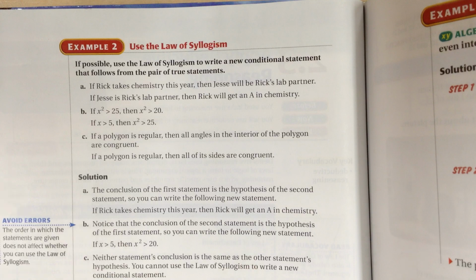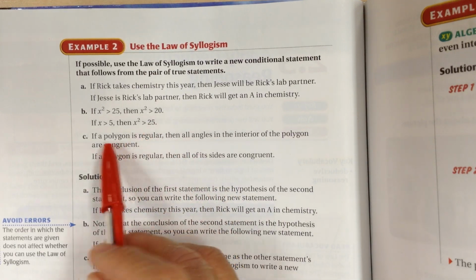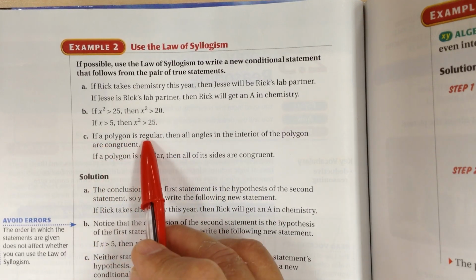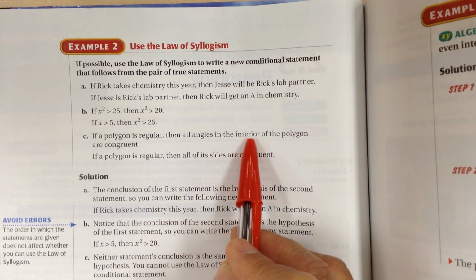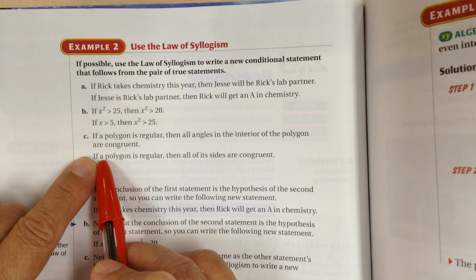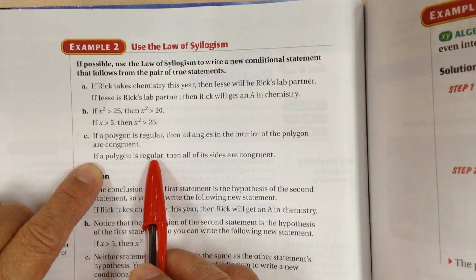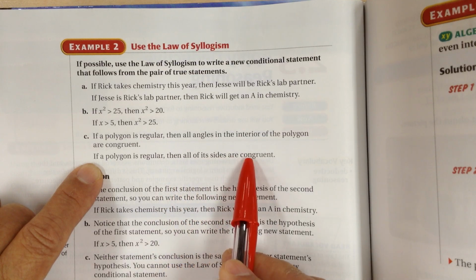So you look for the common part and link it up, and that will be your middle. You can figure out the beginning by seeing what's before, and the end will be the conclusion. Now let's do C. If a polygon is regular, then all the angles in the interior of the polygon are congruent. And it says if a polygon is regular, then all its sides are congruent.